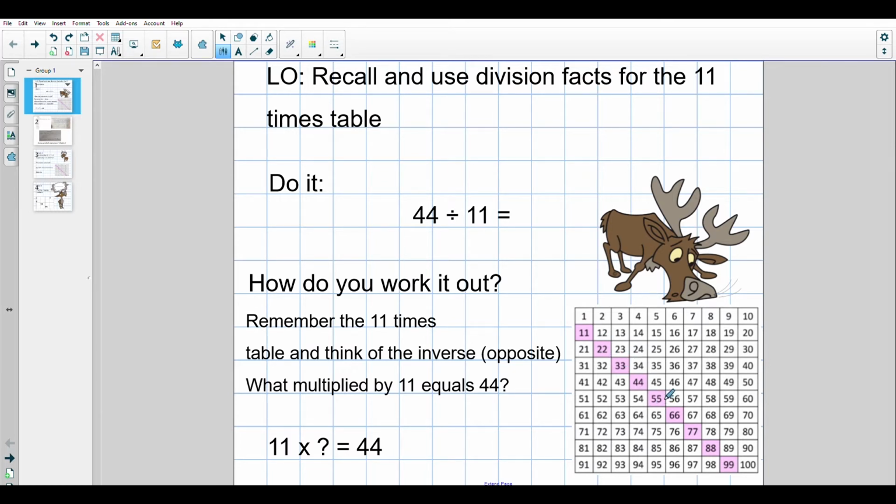If it said 55 divided by 11 here, well, that's quite easy as well, because you know for a fact 1, 2, 3, 4, 5 groups of 11 will equal 55. So here I'm going to put my number 4.